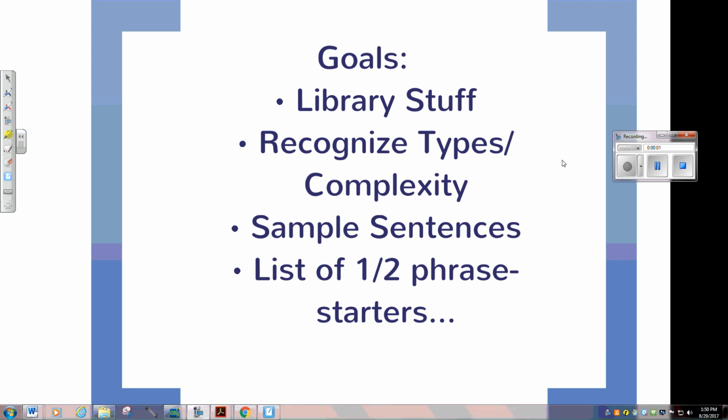For makeup work purposes, the goals for class today: talk about how to use the library to order books in your English class. Our goals for class today include recognizing complexity in writing, and copying down a few sample sentences that you can use on this cheat sheet, this sentence variety card for the lab next week.